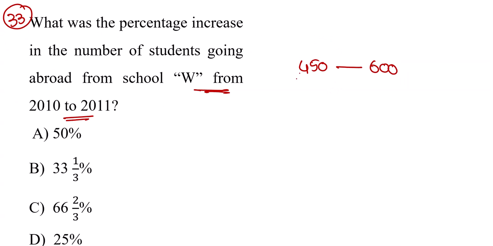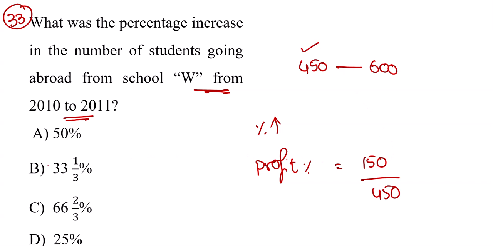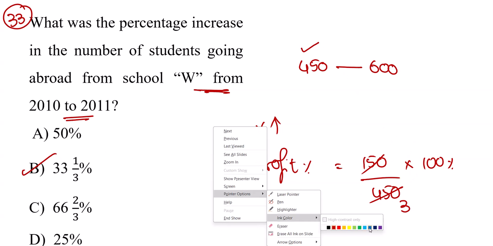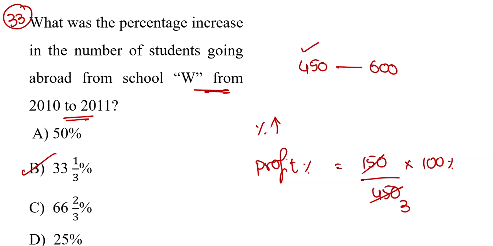Percentage increase is nothing but profit percentage only. So what is the profit? 150. We have to calculate with respect to the cost price, the initial value, into 100, and we'll get 33 1 by 3. 100 divided by 3 is a mixed fraction, 33 1 by 3 percent. Option B is correct. 33 1 by 3 percent.